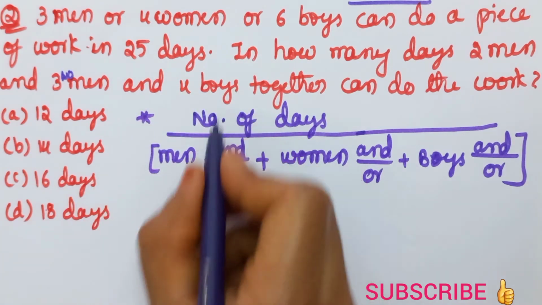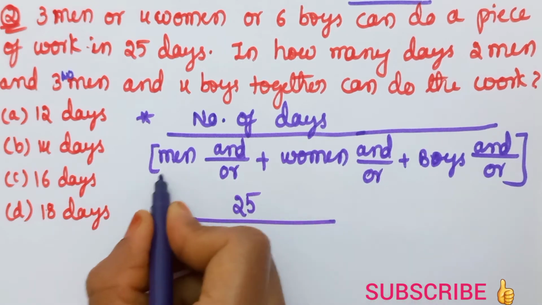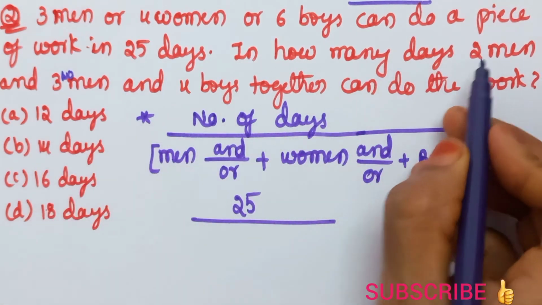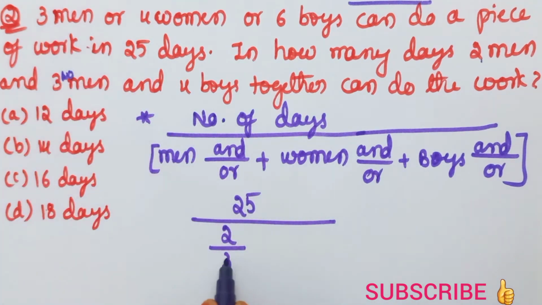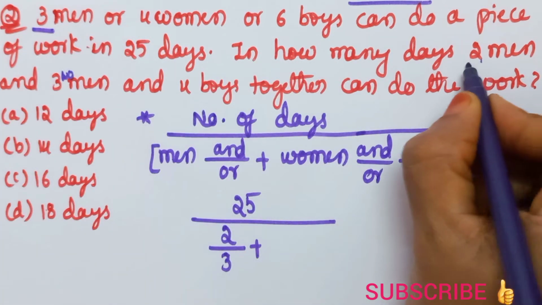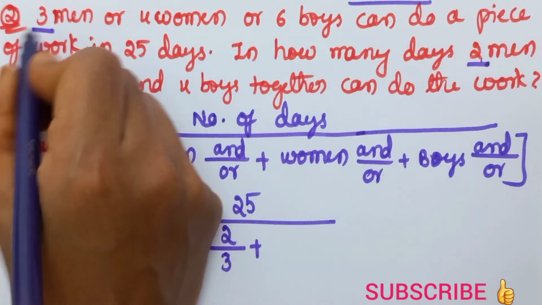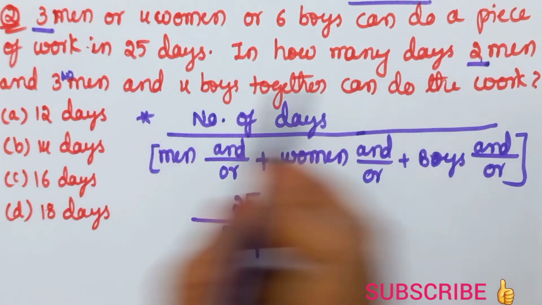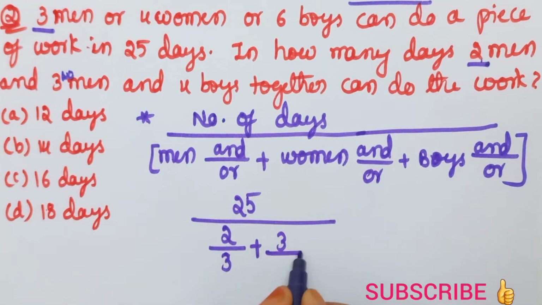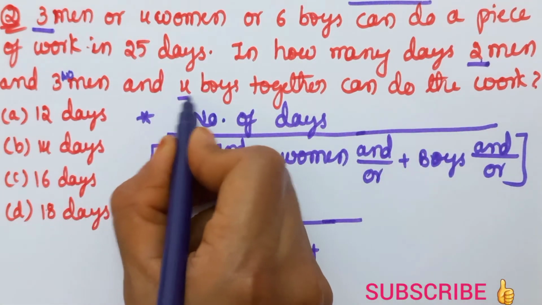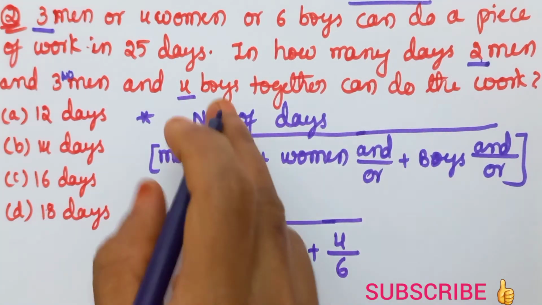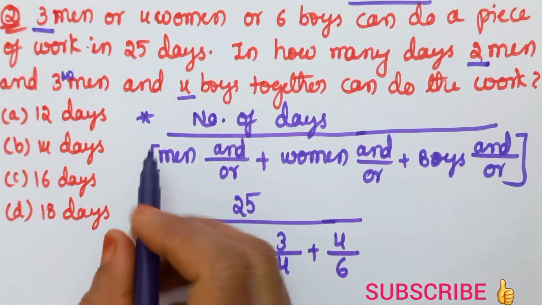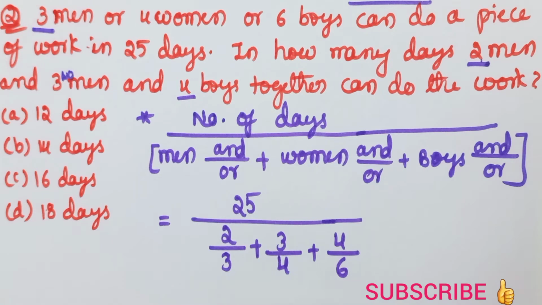So the number of days here is 25, divided by men and, which is 2. So 2 by R, men R is 3, plus 2 by 3. So this is men and R. Then 3 by R 4 for women: how many women are there in and? 3. Similarly for R, 4. So boys, how many boys are there for and? 4, and for R it is 6. So substitute the values from the above problem. Simply, if you remember this shortcut, it is very easy to solve.